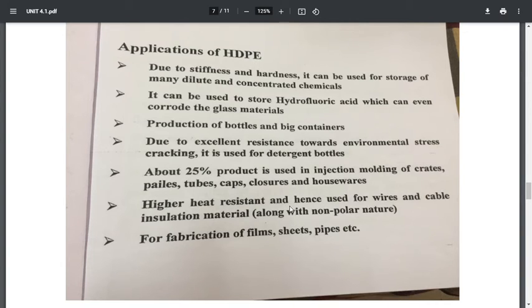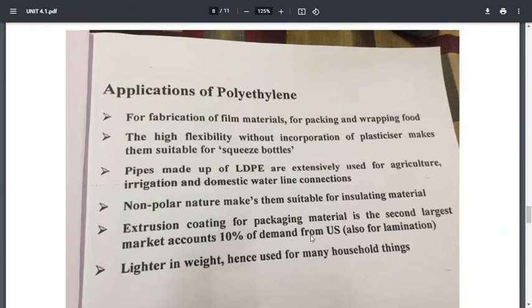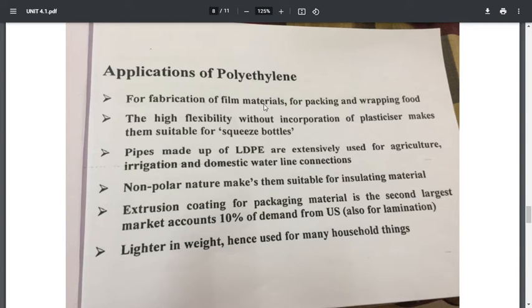Higher heat resistance and hence used for wires and cable insulation materials, along with non-polar nature for fabrication of film sheets and pipes. Application of polyethylene for fabrication of film material for packaging and wrapping food. The high flexibility without incorporation of plasticizers makes them suitable for squeeze bottles. Pipes made up of LDPE are extensively used for agriculture, irrigation, and domestic water line connection. Non-polar in nature makes them suitable for insulating material.